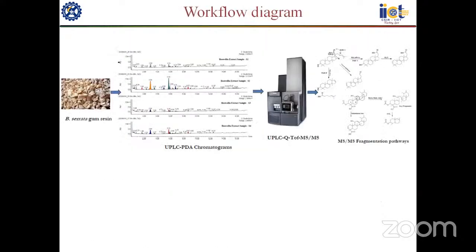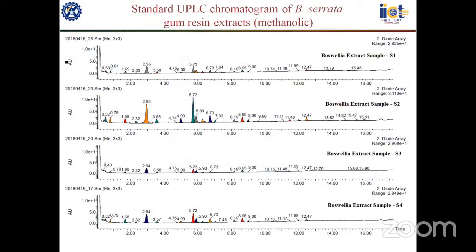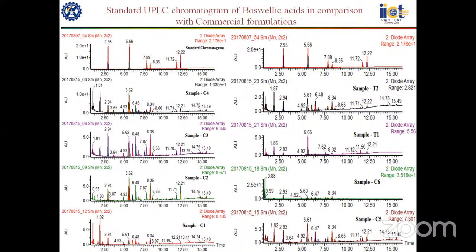Moving ahead, we have procured several formulations like powder formulation, cream and tablet, and multi-herbal formulations which contain Boswellia serrata gum, and analyzed them for the presence of the 6 markers. These are the chromatographic and mass spectroscopic optimized conditions, and we developed the total ion chromatogram of different Boswellia extract samples, marketed formulations, powder, cream, liquid, multi-herbal formulations, and quantified all these 6 boswellic acid markers in every sample.